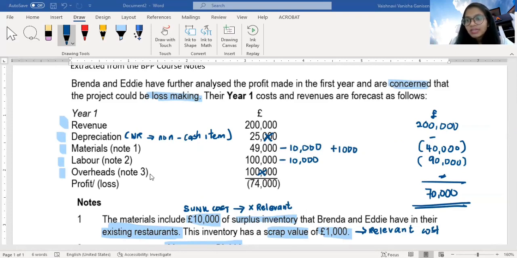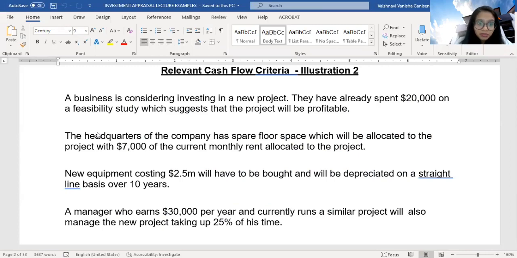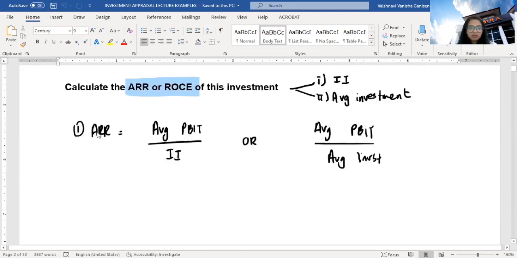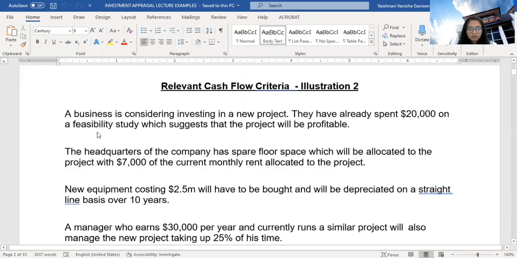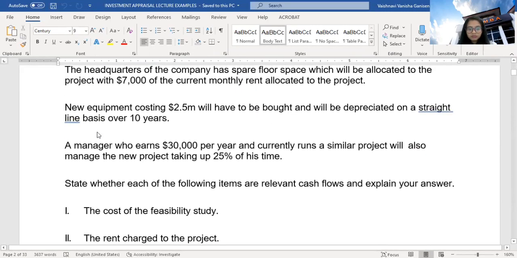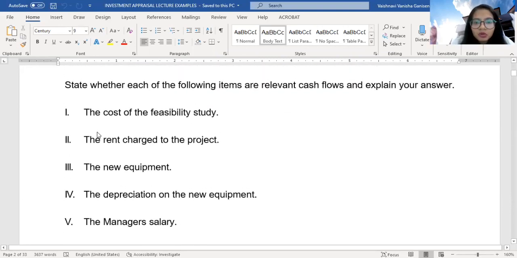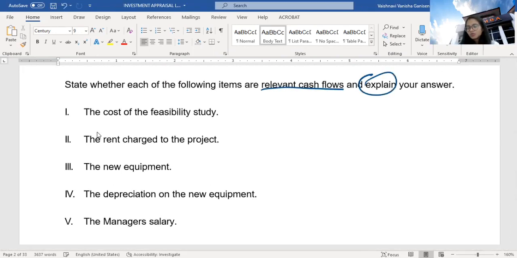Now, let's try another relevant and non-relevant cost type question. Look at your investment appraisal lecture examples, okay? You will find relevant cash flow criteria, illustration number 2. So, look at the example here. State whether each of the following items are relevant cash flows. Explain your answer. So this is where I'm going to test your knowledge, whether or not you are extremely clear about the classification of relevant and non-relevant costs.